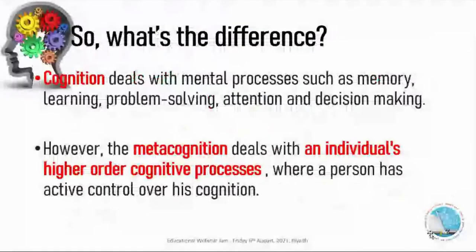The difference: cognition deals with different sorts of knowledge, like memory, learning, problem solving, attention, and decision making. But metacognition is our higher order cognitive process, higher order thinking, where we have an active control on our cognitive skills. So we control problem solving, we control our memory, we control our attention, we control our decision making.